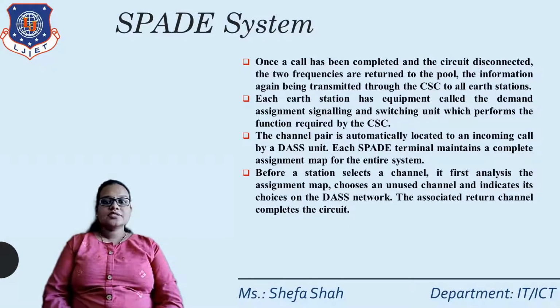Each earth station has equipment called the demand assignment signaling and switching unit, DASS, which performs the functions required by the CSC. Right? And this channel pair is automatically allocated to the incoming call by the DASS unit. Each pair terminal maintains a complete assignment map of the entire system. Before a station selects a channel, it first analyzes the assignment map, chooses an unused channel, and indicates its choice on the DSS network. And the associated return channel completes the circuit. Right?